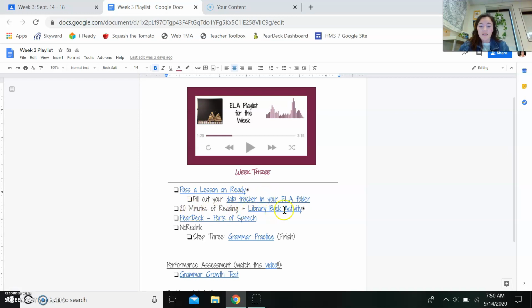Okay, and then we're going to be reading our library books this week, 20 minutes of reading plus that library book activity. For those of you that have already done this, it's the same as last week in week 2, but I'm keeping it up because there's a lot of people that didn't have a chance to get there yet.